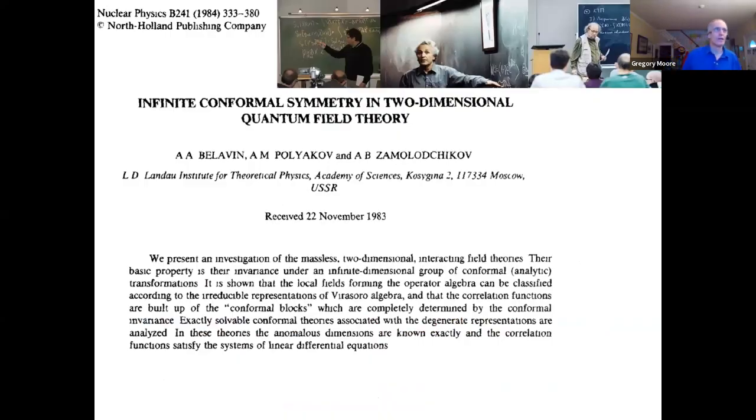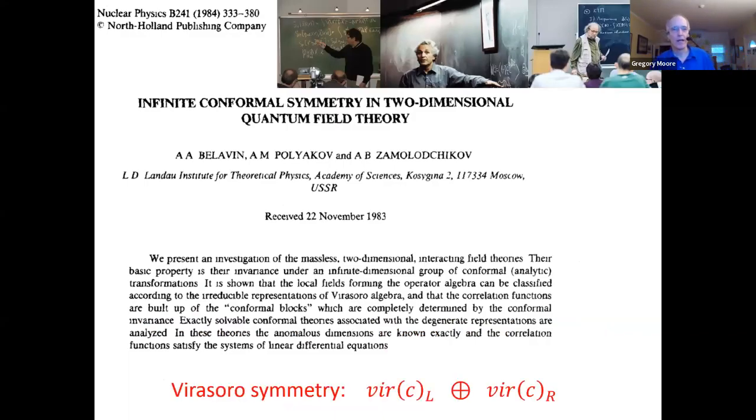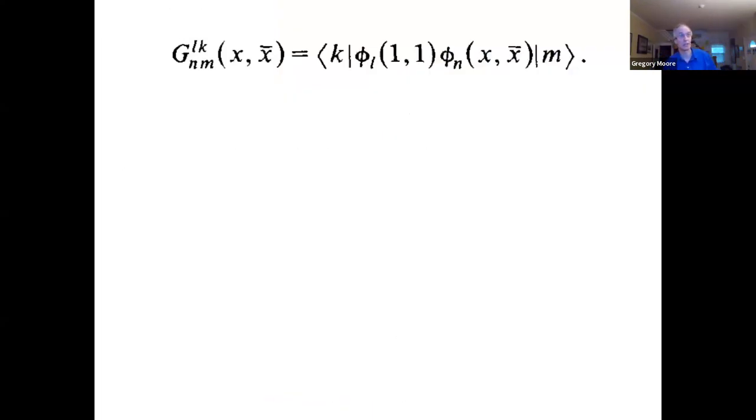Then, as we've heard, there was this amazing paper of Belavin, Polyakov, and Zamolodchikov in 1983, and they studied systematically the implications of conformal symmetry in 2-dimensional quantum field theory. And a very important aspect of their papers, they separated clearly that you had different left-moving or holomorphic degrees of freedom and right-moving or anti-holomorphic degrees of freedom. And they exploited the Virasoro symmetry, the left-moving and the right-moving Virasoro symmetry, and systematically studied its consequences.